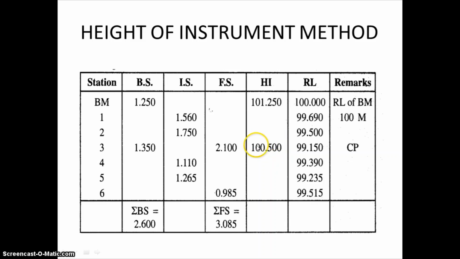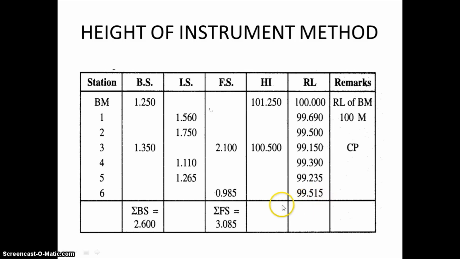Now once you get 100.500, it is the second HI for the new location. If you want to calculate the RL of all the points 4, 5 and 6, you have to deduct your 1.110, this value, from the new HI, not from the old one. So 100.500 minus 1.110 gives this RL. Then for station 5, 100.500 minus 1.265 gives the new RL. And for station 6, 100.500 minus 0.985 gives the new RL, 99.515.